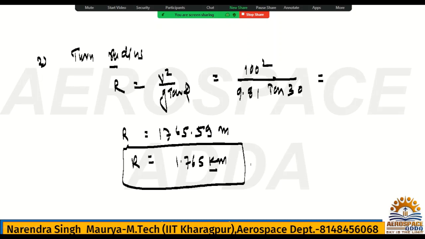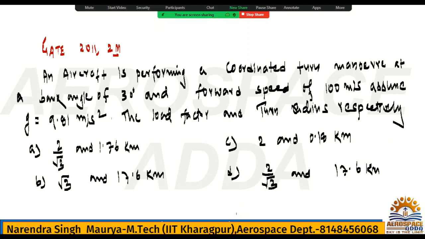This is the turn radius, and the load factor I had calculated is 2 by root 3. Check both values. R is 1.76 kilometer, where is it? Option A. Yes or no?